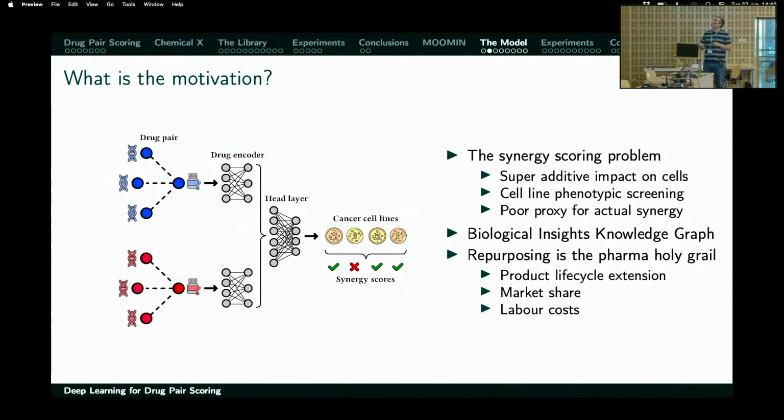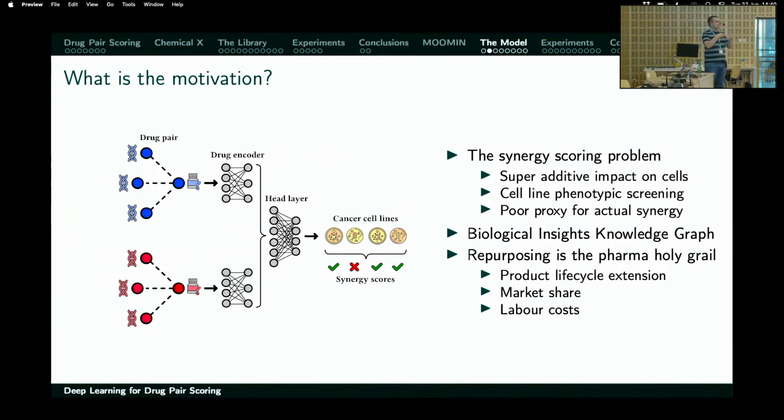So what's the motivation? We want to solve the synergy scoring problem, and we want to find those pairs where you have a superadditive impact on the cells. For the cell lines, we have these phenotypic screens, which describe essentially a set of mutations. And it's important to note that everything that we do operates at the cell level, which is a very poor proxy for the actual synergy.